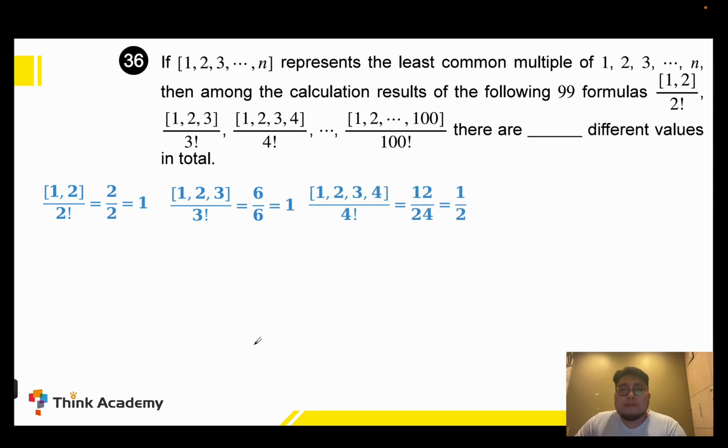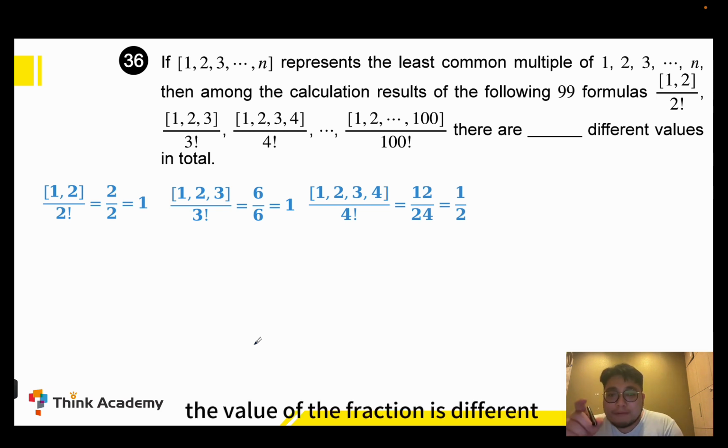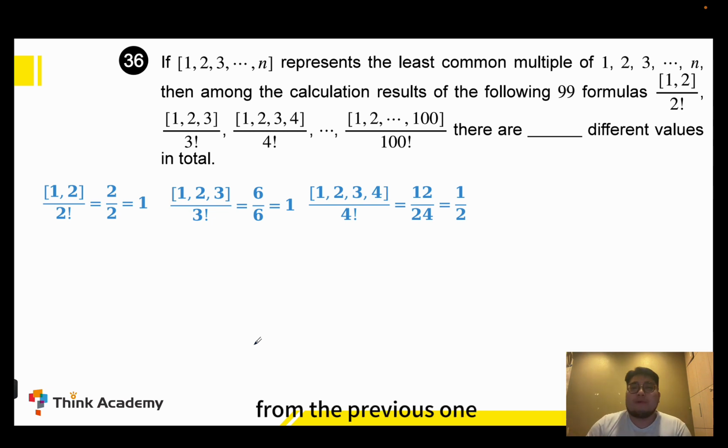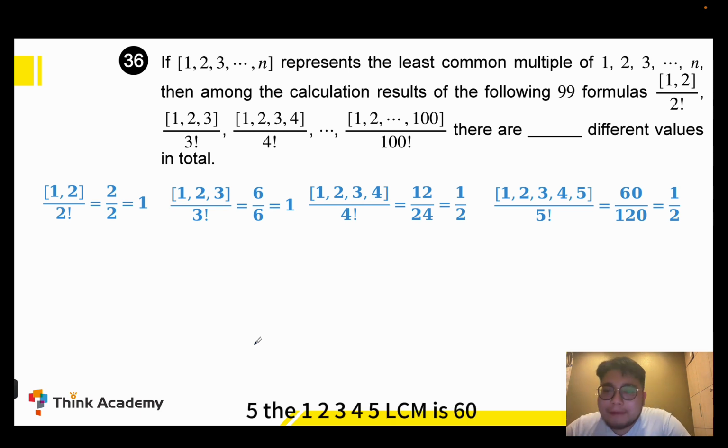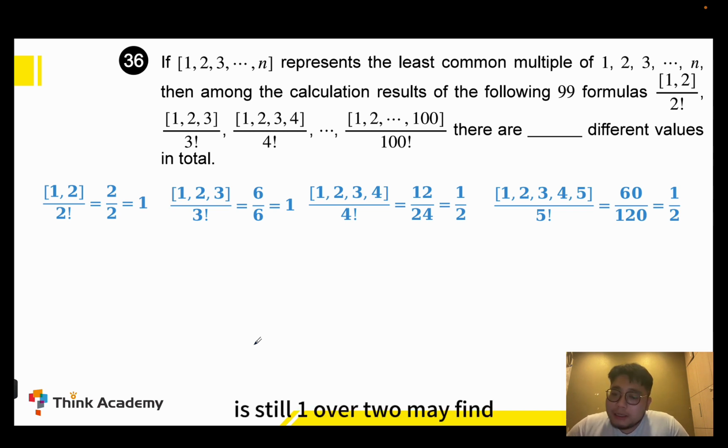So how about 4? The LCM of 1 to 4 is 12, and 4 factorial is 3 times 4 times 2, so it becomes 24. So the answer is 1 over 2. For 1, 2, 3 and 4, the value of the fraction at 4 is different from the previous one. So how about 5? When we calculate 5, the LCM of 1 to 5 is 60 and 5 factorial is 120. So you see, it's still 1 over 2.